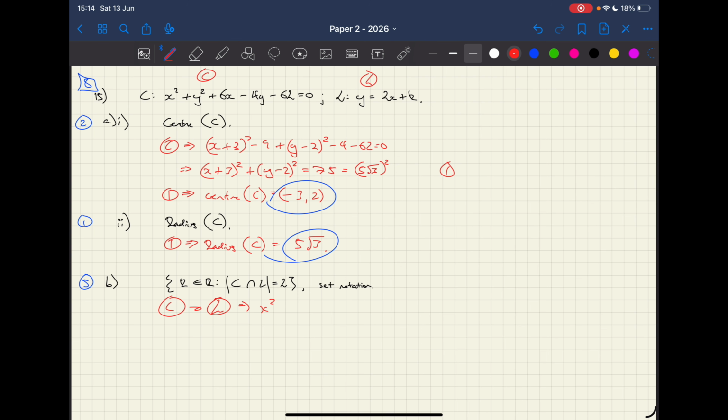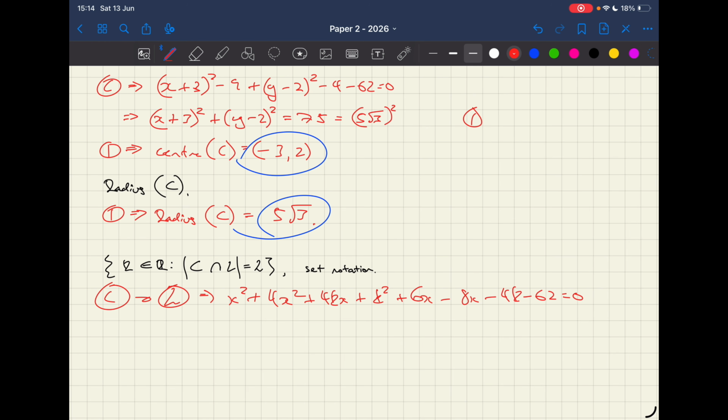So it's going to be x squared, y squared. Well, y is now 2x plus k. So we're going to have 4x squared plus 4kx plus k squared. And then we're going to have plus 6x minus 4y, so minus 8x minus 4k, minus 62, all equals 0.